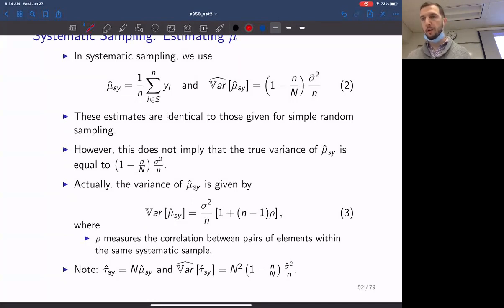And then as a note at the bottom, if we want to estimate the population total, so tau, we would have the same correction being applied to our variance and our mean estimators.